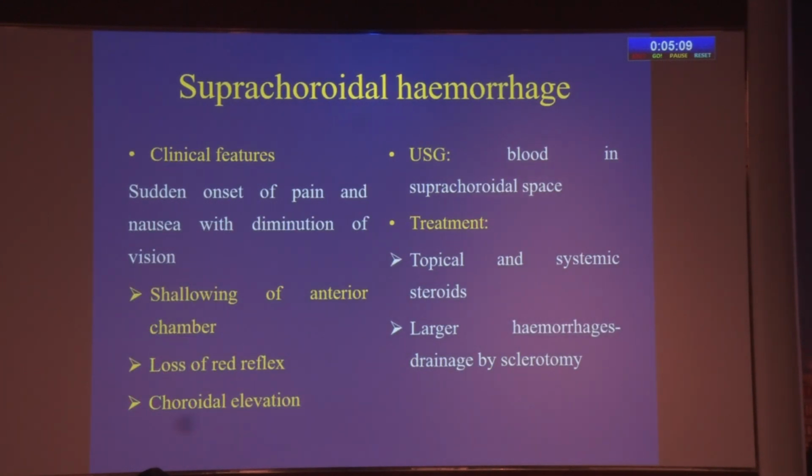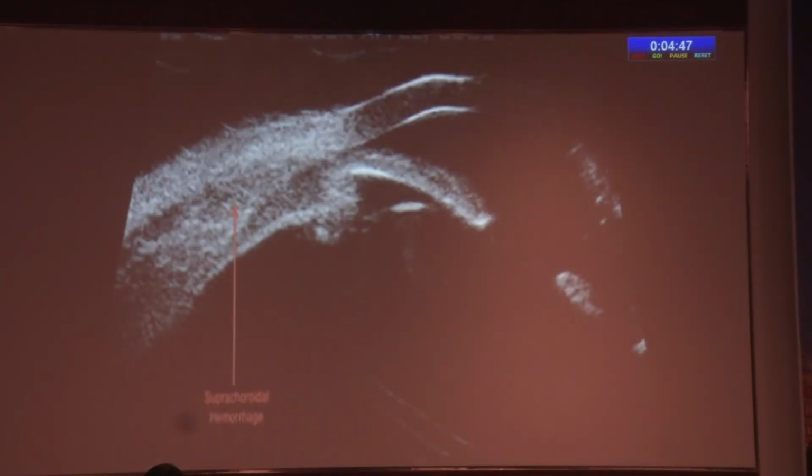So suprachoroidal hemorrhage, clinical features: sudden onset of pain and nausea with diminution of vision, shallowing of the anterior chamber, loss of red reflex, and choroidal elevation. In the ultrasound, you'd see blood in the suprachoroidal space, and the treatment would be topical and systemic steroids, and larger hemorrhages would definitely require drainage by sclerotomy. So that's the suprachoroidal hemorrhage that you see in the UBM.